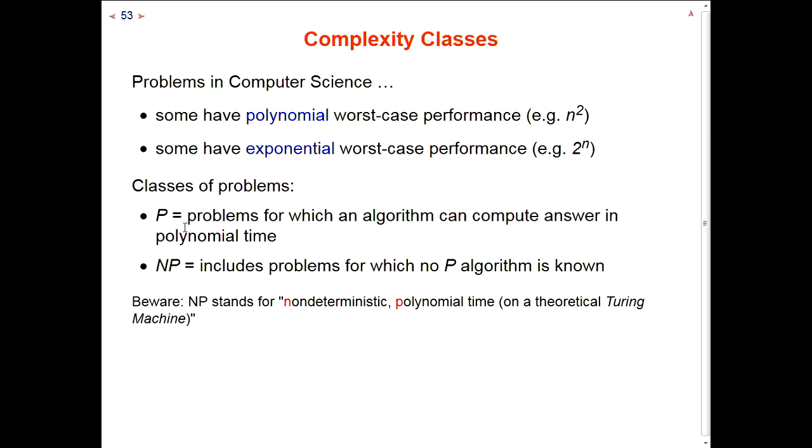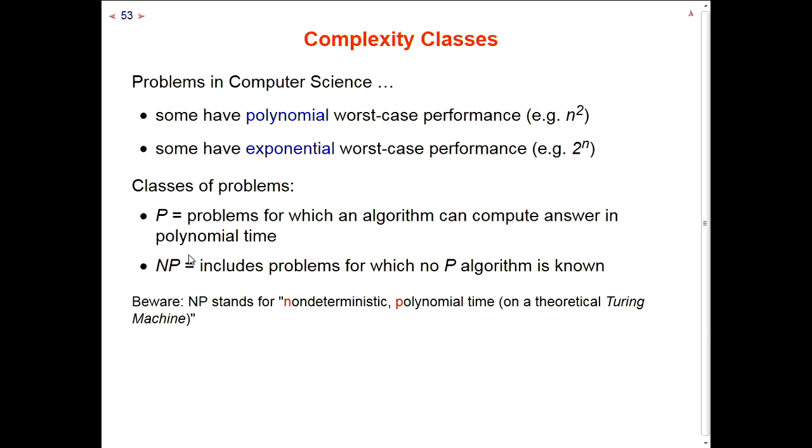Now, these classes are sometimes abbreviated as P, which denotes the class of problems for which an algorithm can compute an answer in polynomial time. So that would be all the problems for which you have an algorithm that runs in polynomial time. It can be squared, can be cubed, but it has to be polynomial.